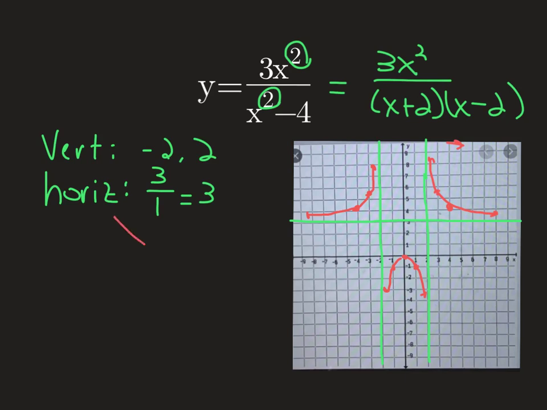Make sure you understand how I got the horizontal and the vertical. That's the main thing. I mean, the points you can get from your calculator, I'm not too worried about that. I'm worried about how you're getting your vertical and horizontal asymptotes and making sure you know that your graph gets closer and closer to those.